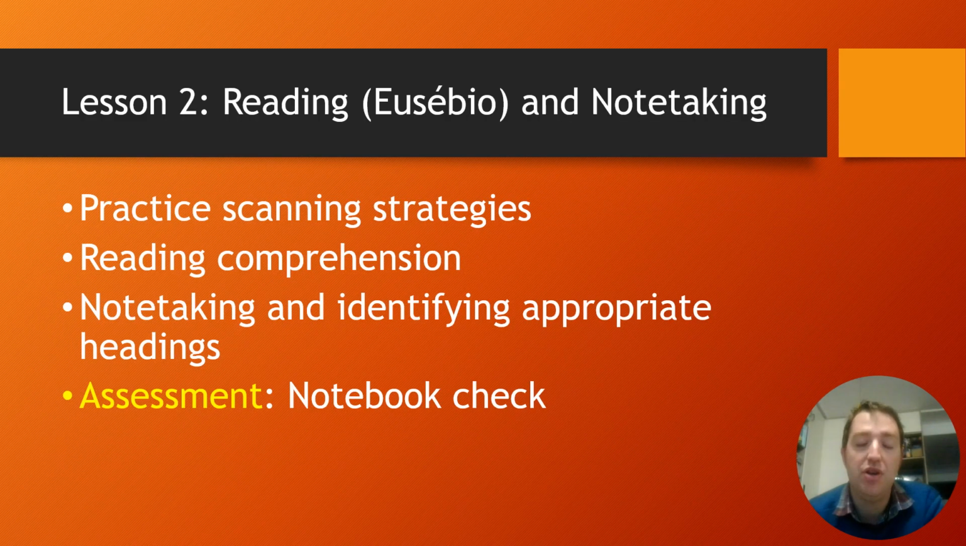Now, the next day, lesson 2, we're starting reading. We're going to read about a guy named Eusebio. He's an old footballer, and we do some note-taking practice. So here are some of the basic ideas for the objectives, where we're going to practice our scanning strategies. We're going to do a little bit of reading comprehension, and we're going to focus on note-taking and identifying headings for note-taking. And this assessment is going to be a notebook check.